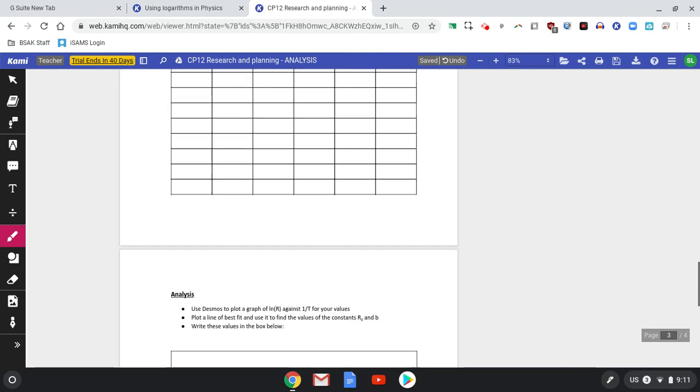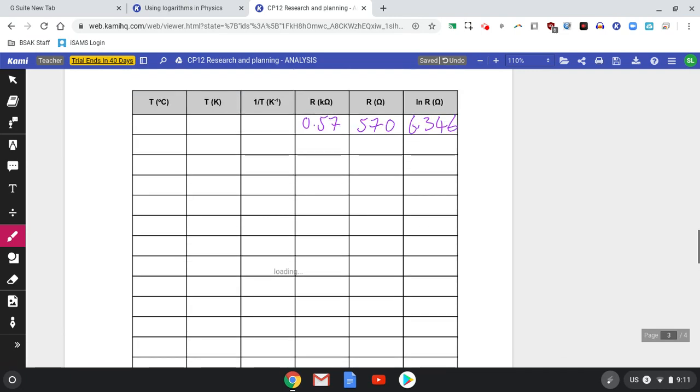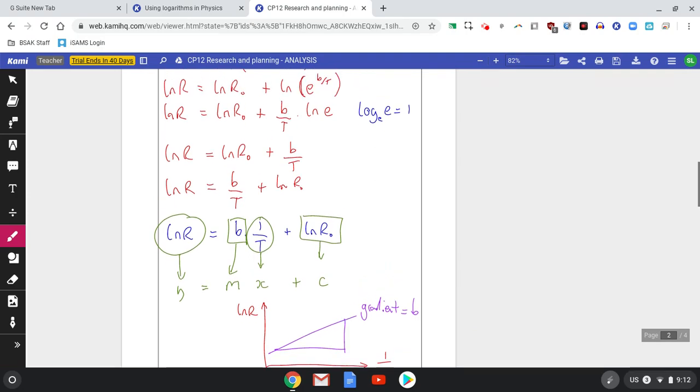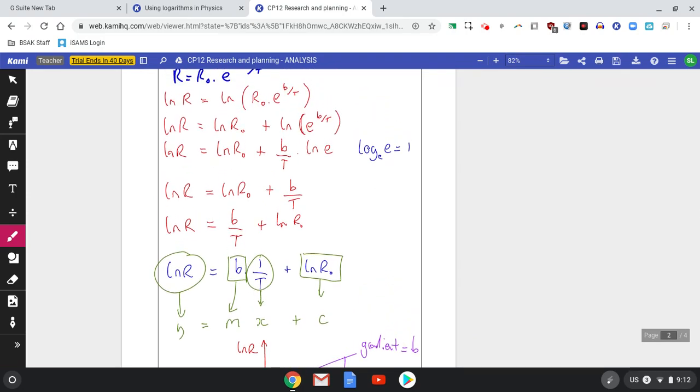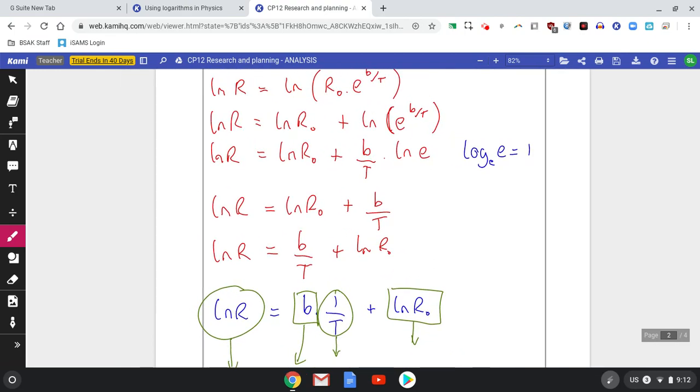You have a graph. You know how to do that. I'm eagerly looking forward to your values of R0 and the gradient B, and whether you get any anomalies. I think I've covered everything. Right, there you have it. This is what we do in year 13. This is how we analyze data in year 13. This is the big practical skill in year 13 in the analysis parts of our core practicals. Right, have fun, guys. See you later.